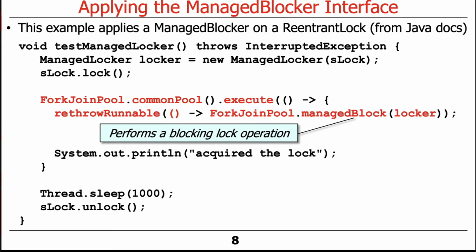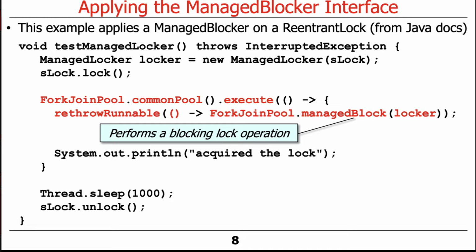So here's an example that uses this particular mechanism. This is actually something that's not from the Java documentation. This is just what I wrote to show how to do this. So you might make yourself a new ManagedBlocker, which is going to encapsulate some kind of lock. Then you lock the lock here. And then we go ahead and use the fork join pool common pool. That's the factory method to get a common pool.